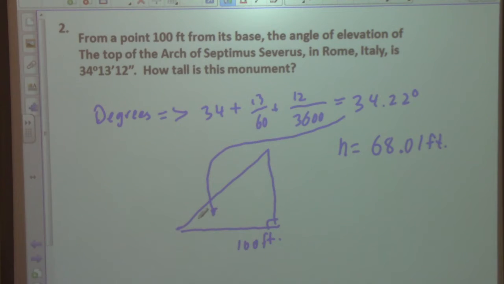So then it was tangent of 34.22 equals X over 100. And then it would equal 100 times 34.22. That's what I got. Okay.